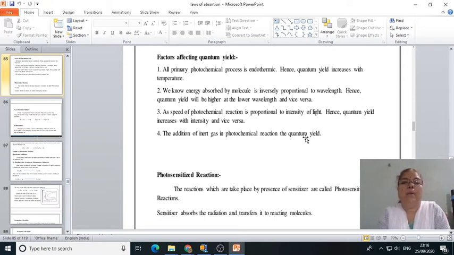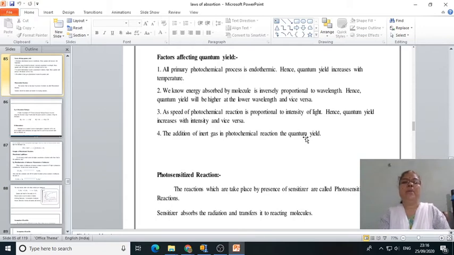Yesterday you learned the factors affecting quantum yield. There are four factors. First, it is the temperature. Second, it is the intensity of light absorbed. Third factor, it is the wavelength. And fourth factor, it is the addition of inert gases.